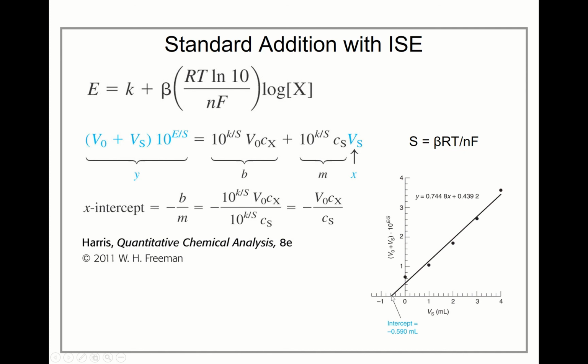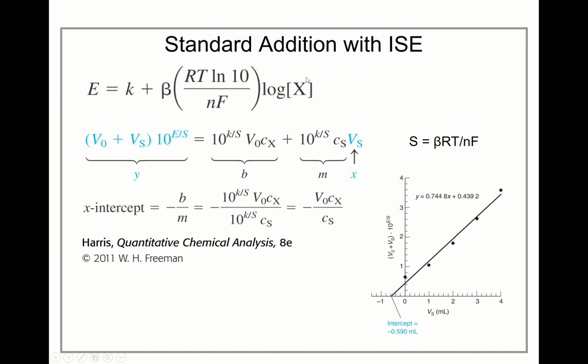It meets the x-axis at a negative value. The x-intercept here is minus p over m, and it equals minus V0 Cx divided by Cs. Then of course you simply remove this negative sign. That's how you measure Cx, the unknown concentration. So the standard addition method is a general method for obtaining unknown concentration.